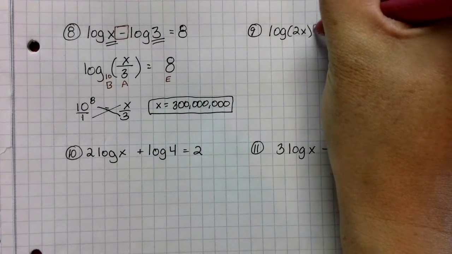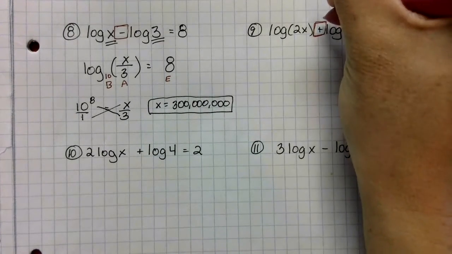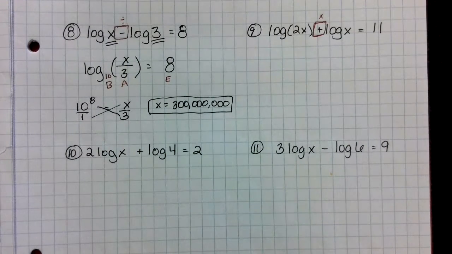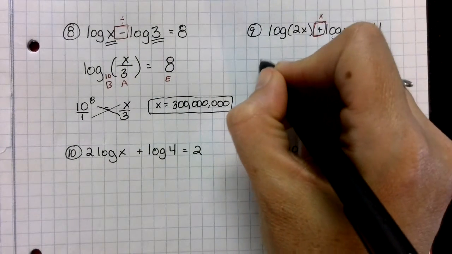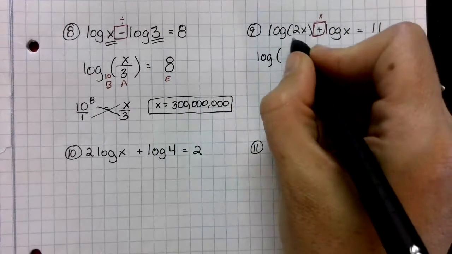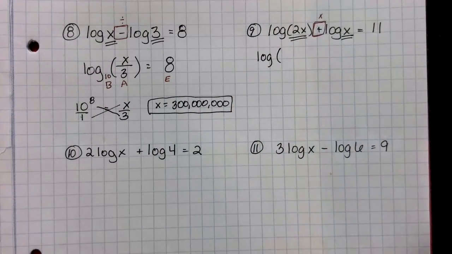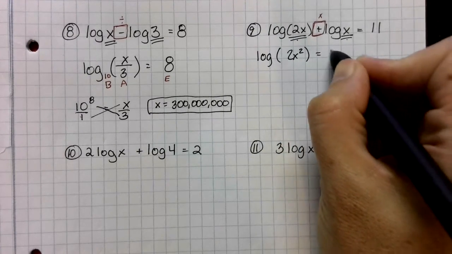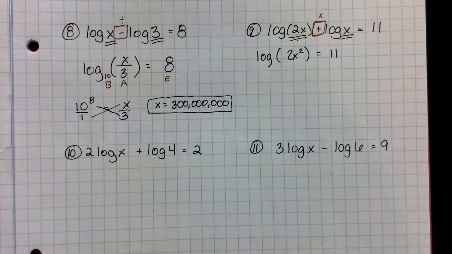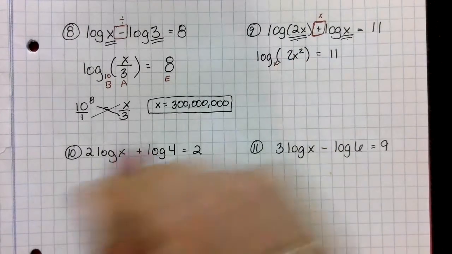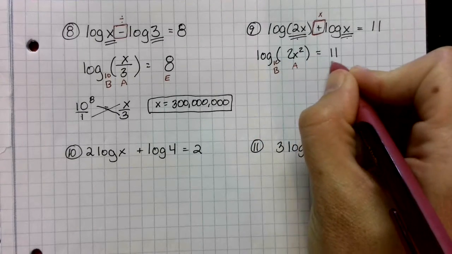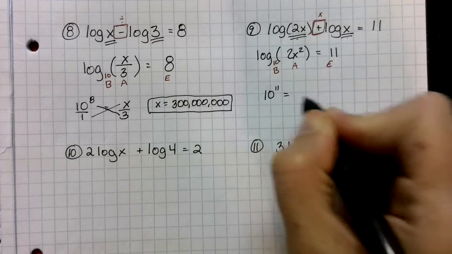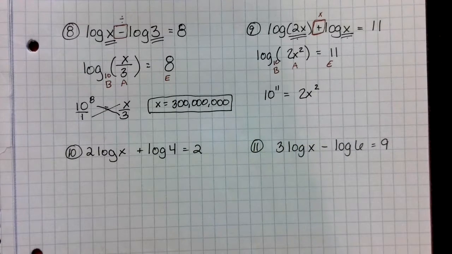So when we go to number 9, I see that I have plus, so that's going to turn into multiplication. So remember, subtraction turned into division, plus is going to turn into multiplication. So I'm going to rewrite this as one log, and these two things have to be multiplied together. So 2x times x is 2x squared. Now that it's one log, I'm going to put in my base, and this is base, answer, exponent. So what I'm going to have is 10 to the power of 11 equals 2x squared.